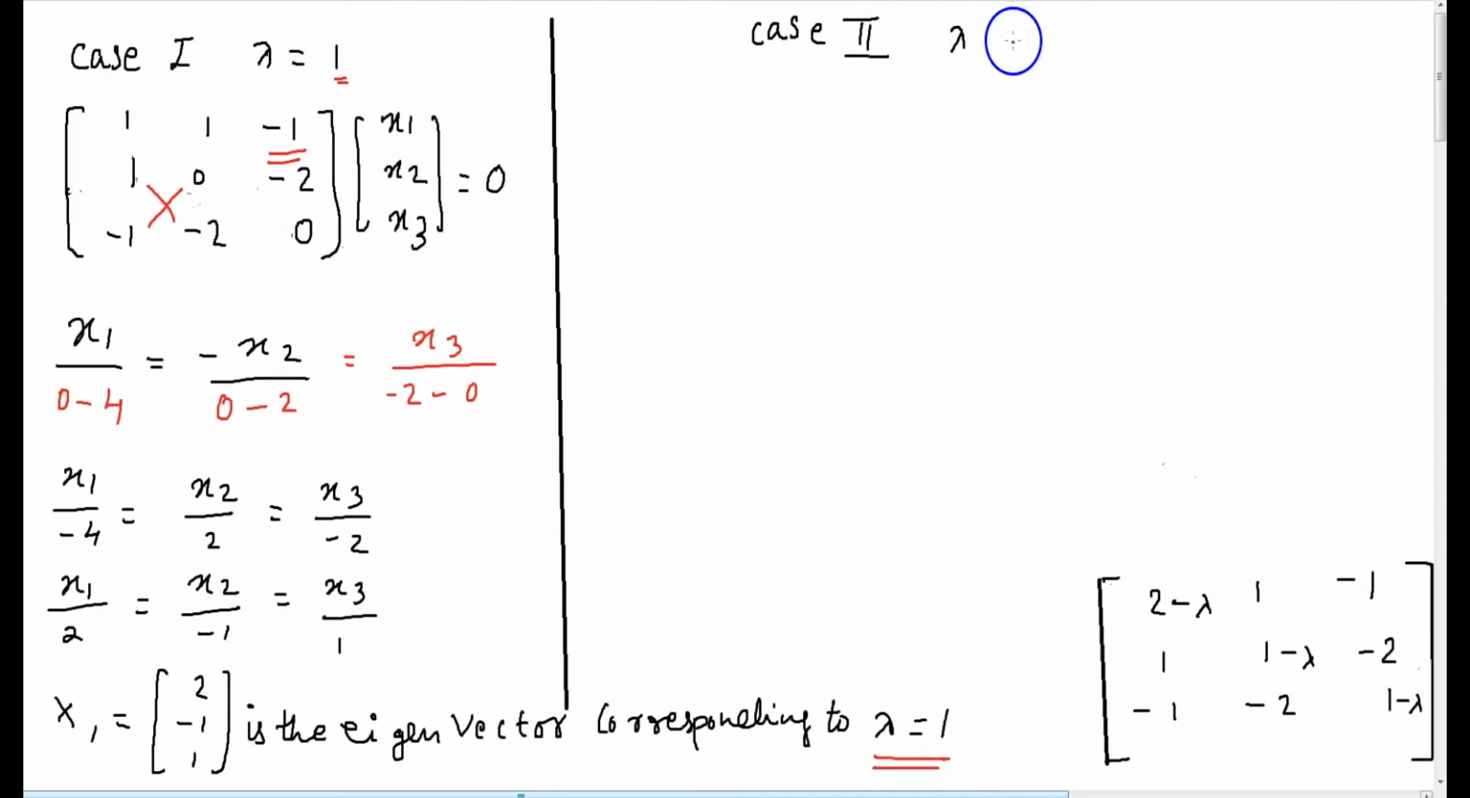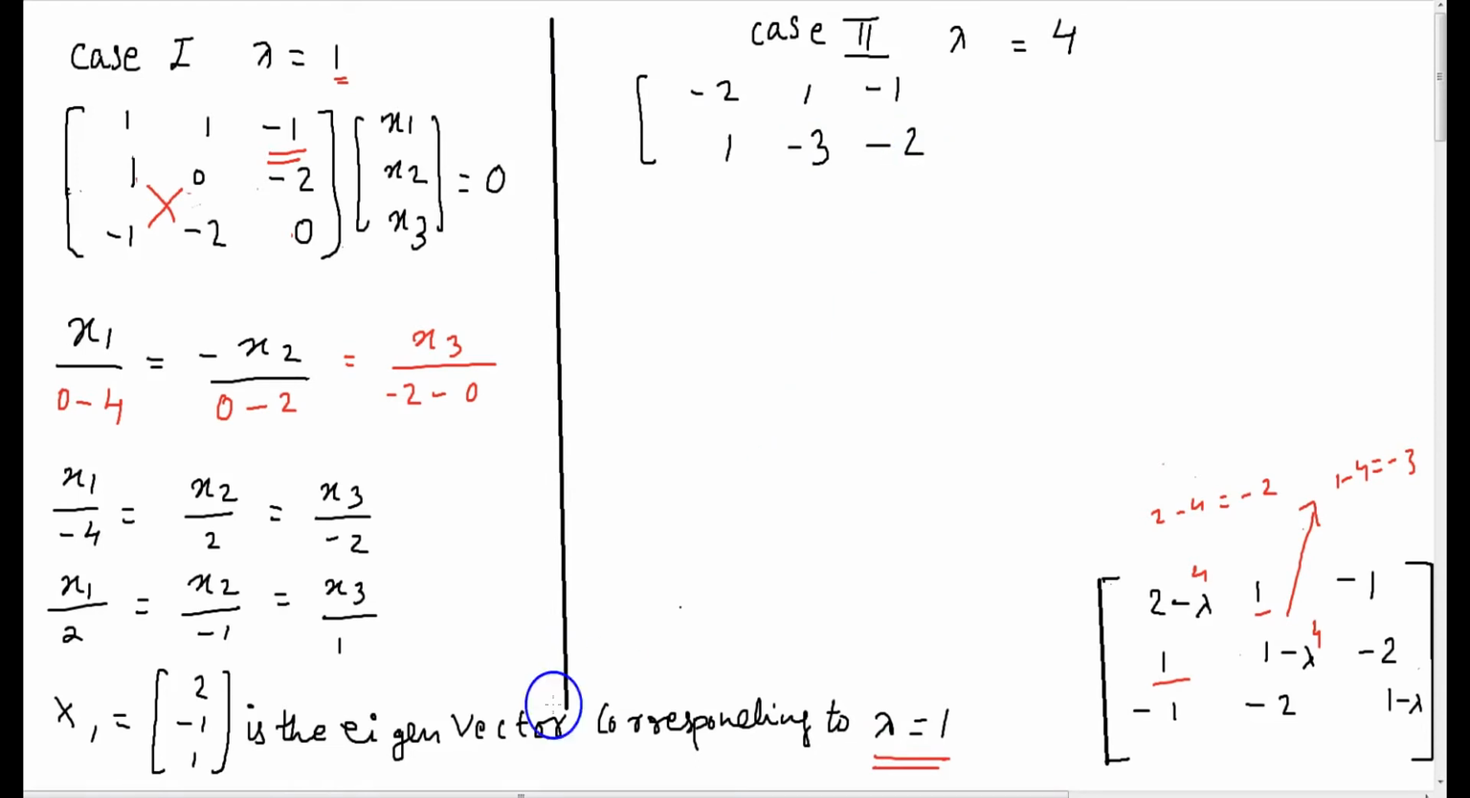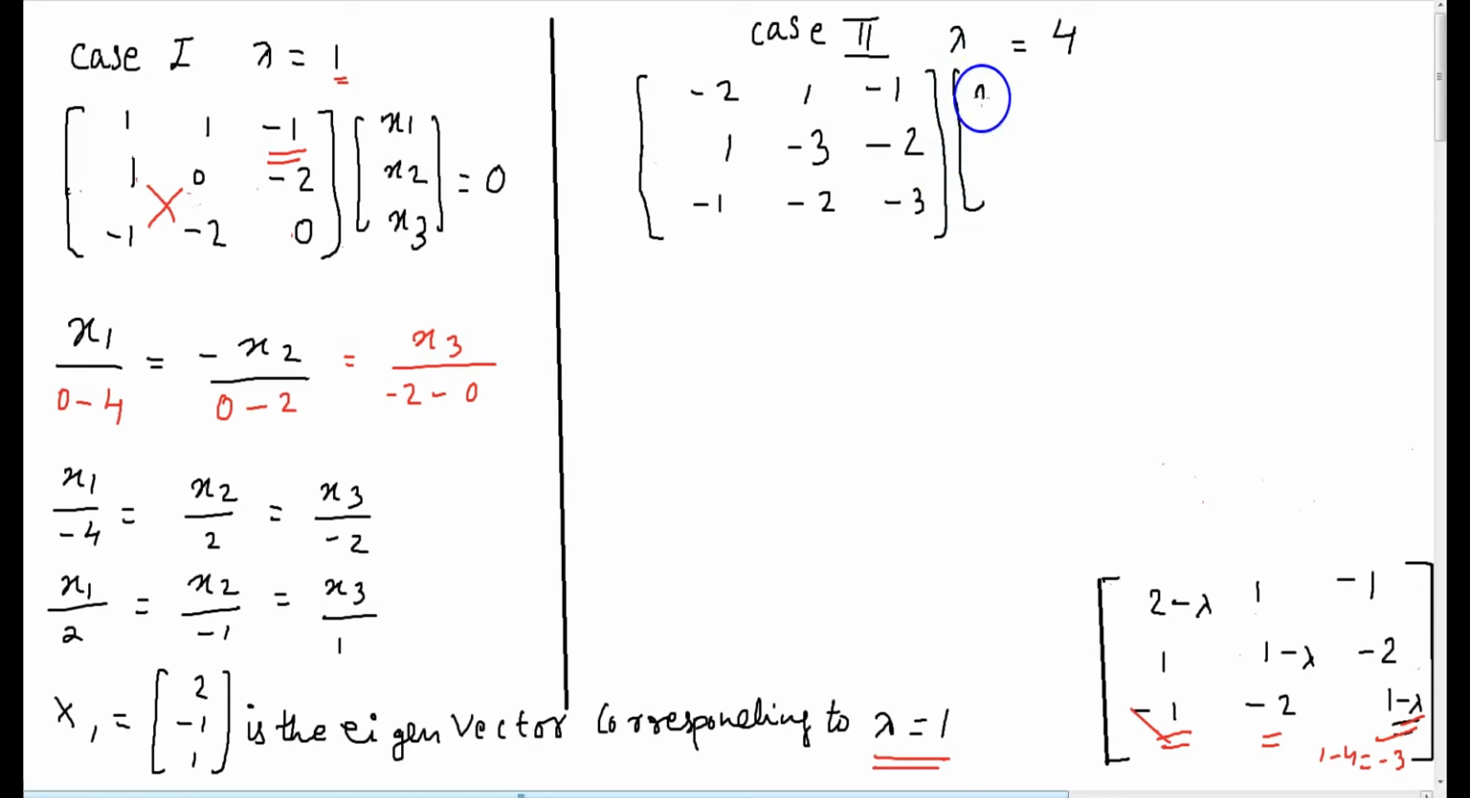Now consider the case lambda equal to 4. Subtract the value of lambda from diagonal elements of the matrix A. Then we get the matrix as minus 2, 1, minus 1, and the second row is 1, minus 3, minus 2, and the third row is minus 1, minus 2, minus 3 into x1, x2, x3 equal to 0.